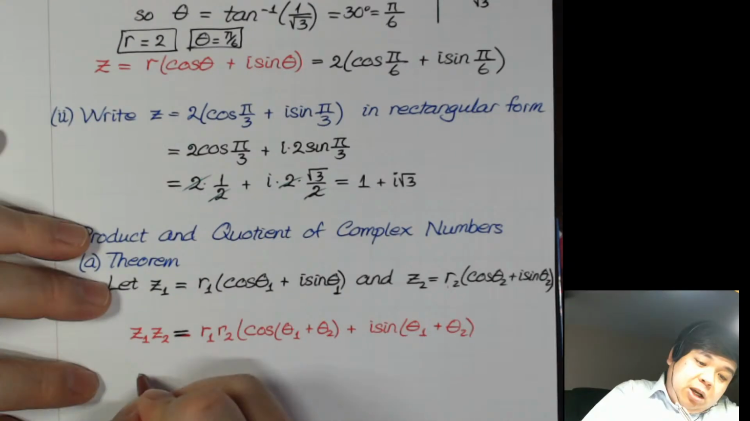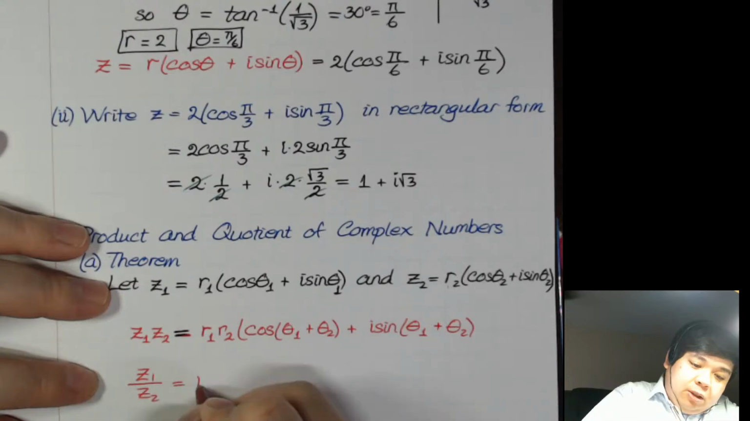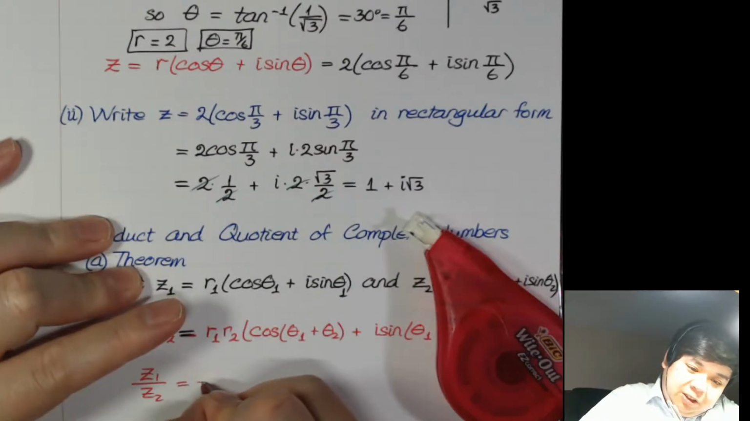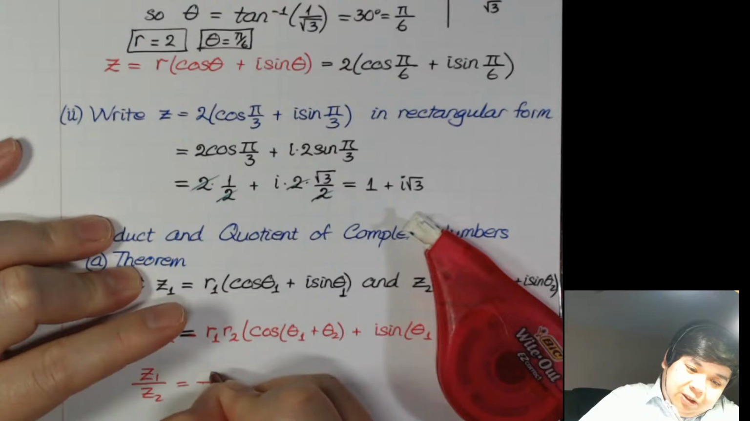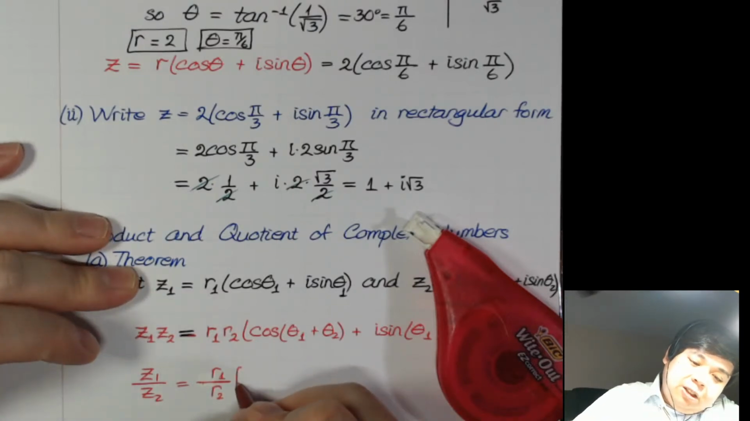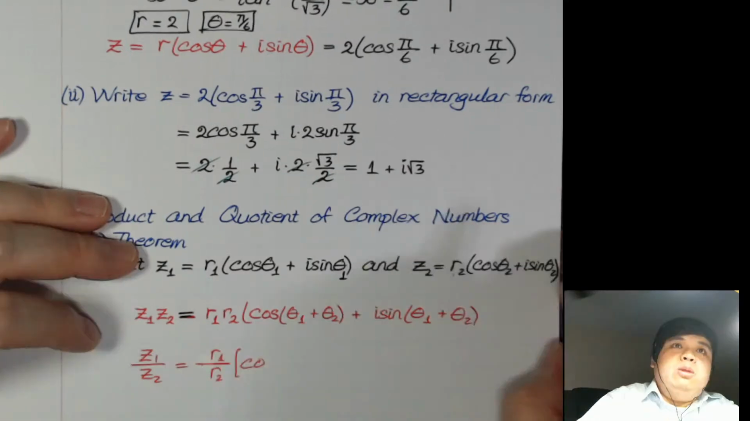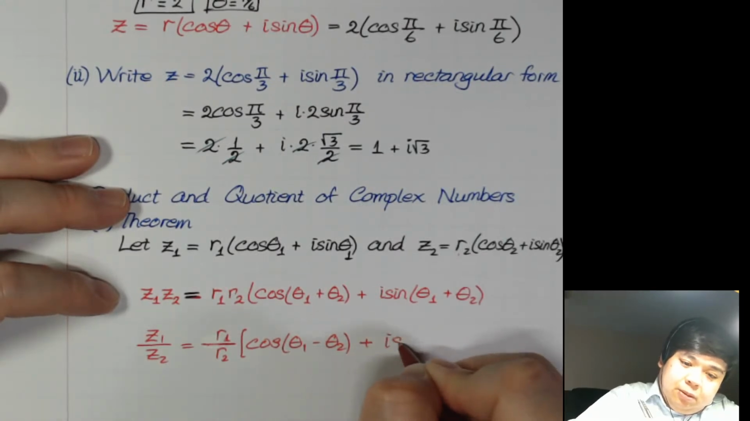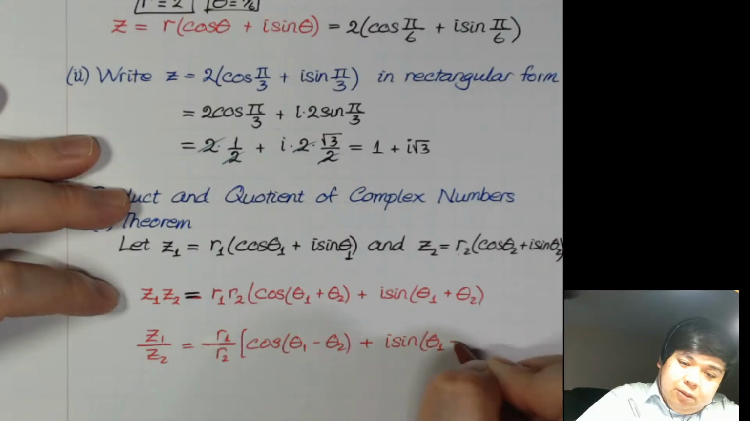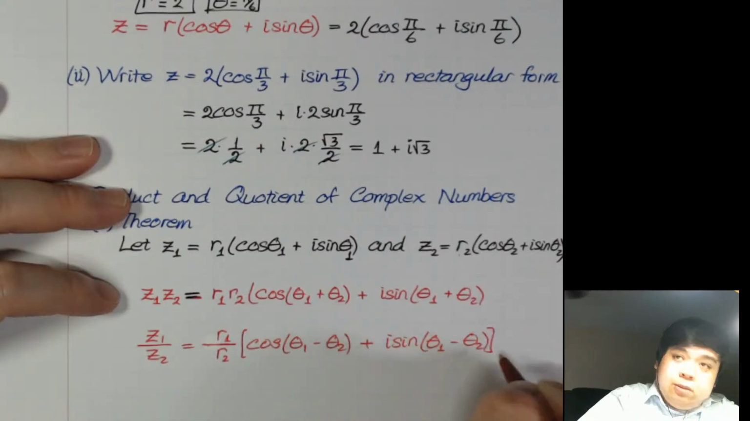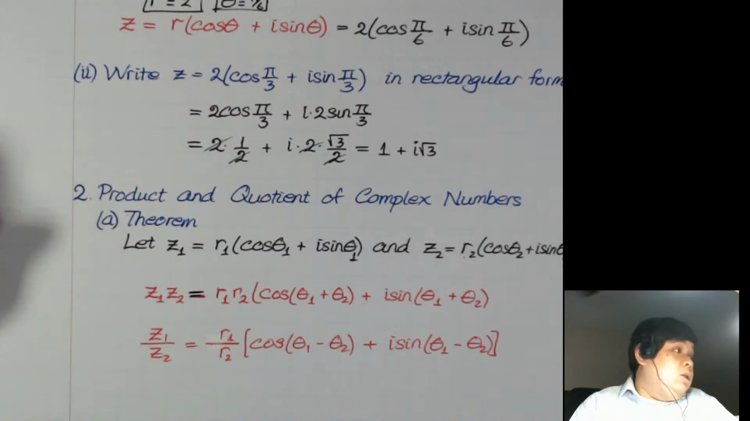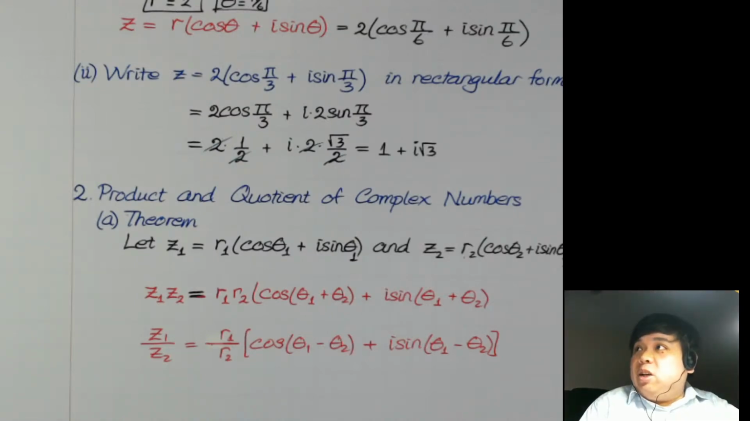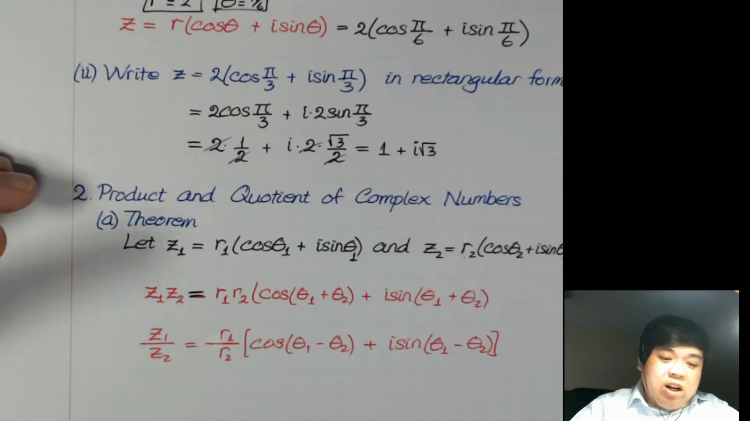When we divide, we divide the modulo, and we just subtract the arguments. So because we lose some time, I'm sorry, that was my phone for the technical thing. We just go ahead and go to the example rather than go to the proof.